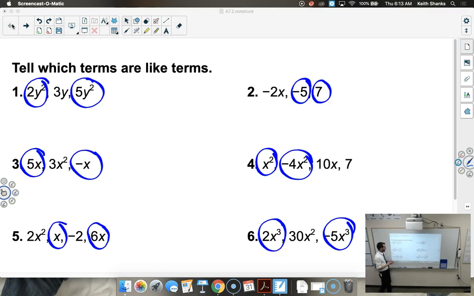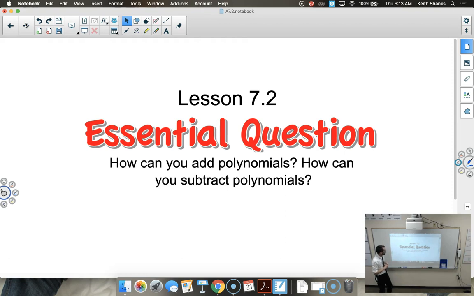All right, so here are the answers. Big key: variables with the same exponent. We call that the degree. So the variables that have the same degree, both 2's, both 1's, or in this case, there is no variable. The variable is x to the 0. Those are the same. That's all you're looking for with like terms. So same letter, same degree, same exponent. That's really important for what we're doing because we're going to be adding and subtracting polynomials.